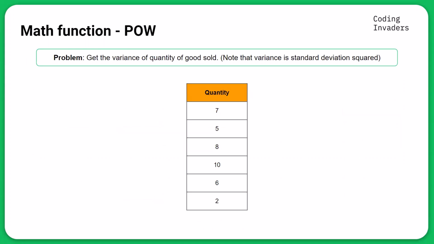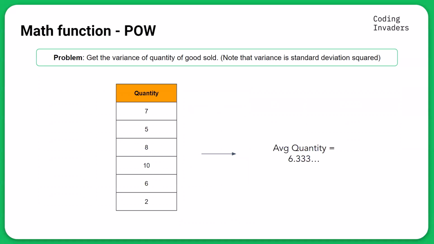Let us first reference our quantity column here. In order to calculate variance, we first need to get the average value. Now, what is the average quantity value here? And how can we calculate that? For calculating the average, we'll have to add all the quantity values divided by 6. That is the total number of rows here. In our example, we get the average quantity as 6.33.